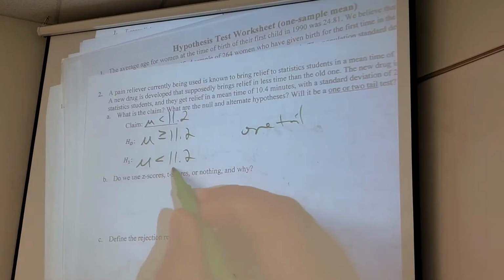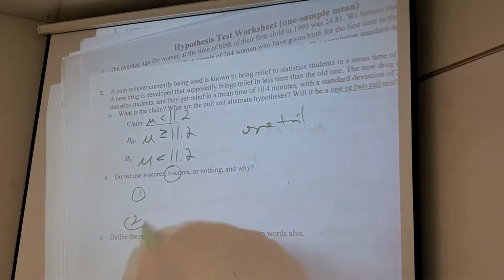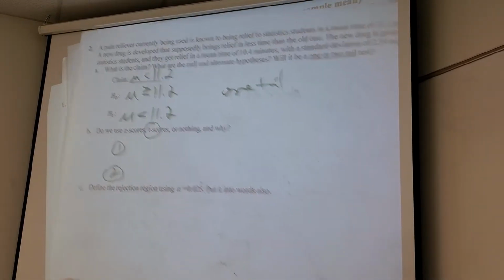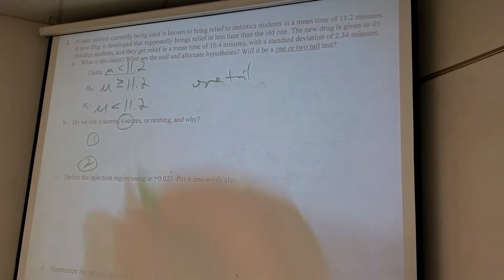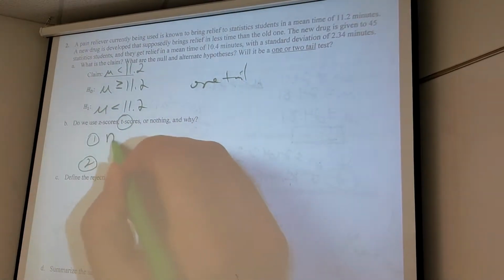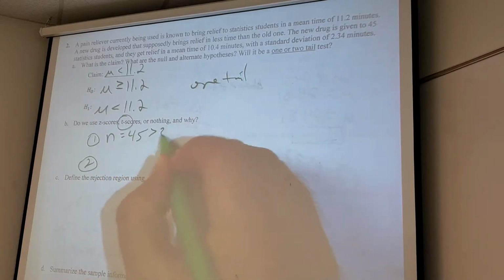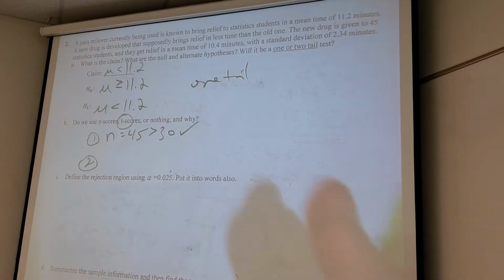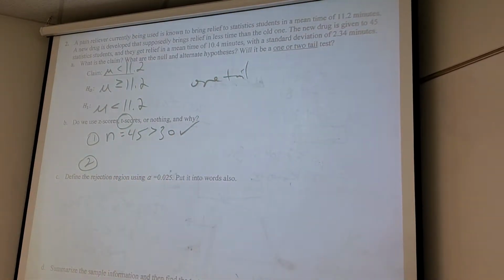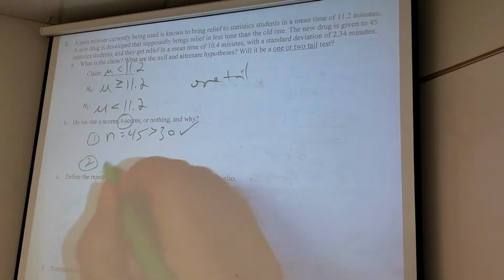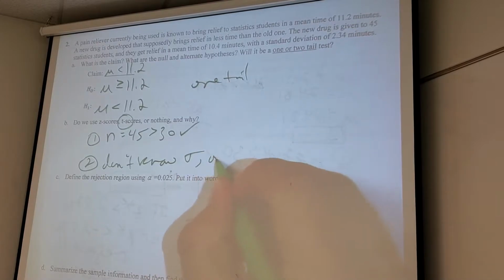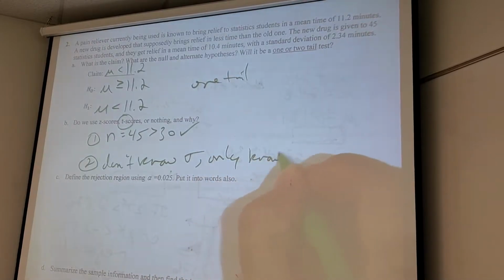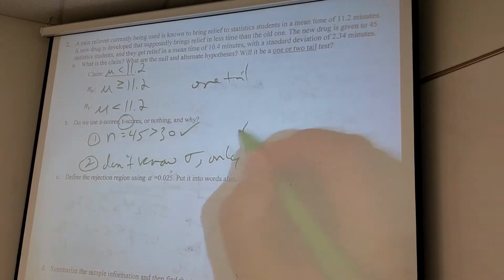So I already gave this away. We have to use t-scores. But what are the two things you need to tell me? What's the most important thing to tell me? N is greater than 30, so I can do something. And then which thing can I do to your z? Well, I don't know sigma, only know s. So then I use a t-score.